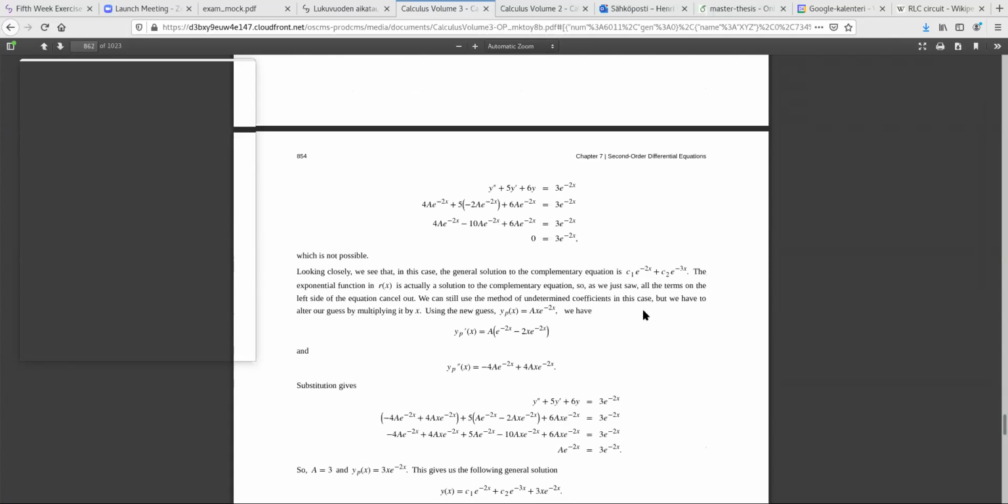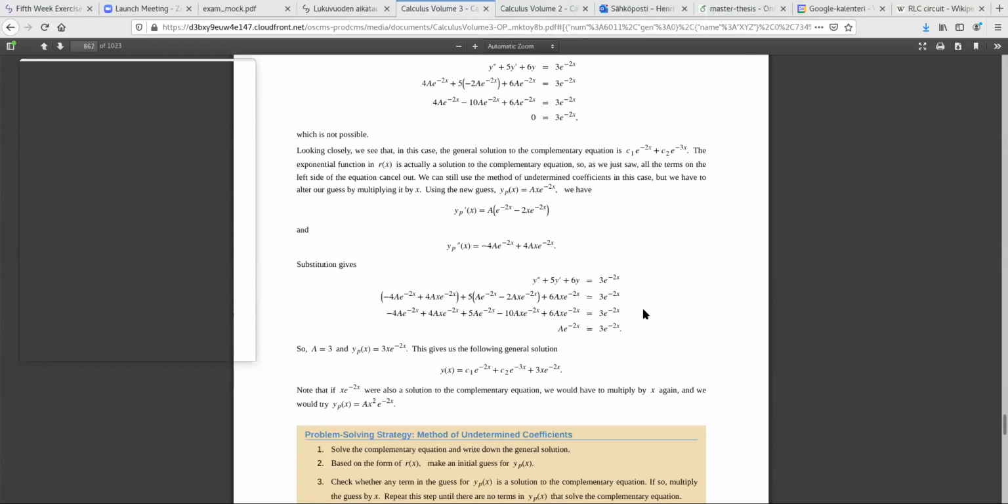So in this case, we try a particular solution where, instead of e to the minus 2x, it's something times x times e to the minus 2x. We plug this into the equation, and as luck would have it, this a times e to the minus 2x is left on the left-hand side, and we can solve this for a, and we get that a equals 3, so we get this particular solution.